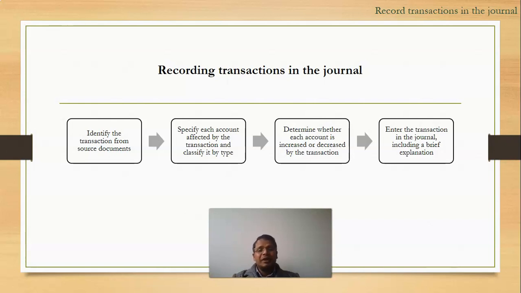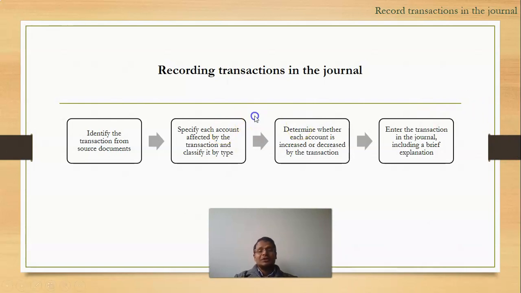and then determine whether these accounts are increasing or decreasing. We identify a particular account, say the cash account is involved, so is cash increasing or decreasing? We need to identify that. Then the next step: if cash, which is an asset account, increases, then what should happen? An asset account increase should be debited, or if it decreases, an asset decrease should be credited. Based on these rules, we have to record the transactions of the organization in the books of accounts.